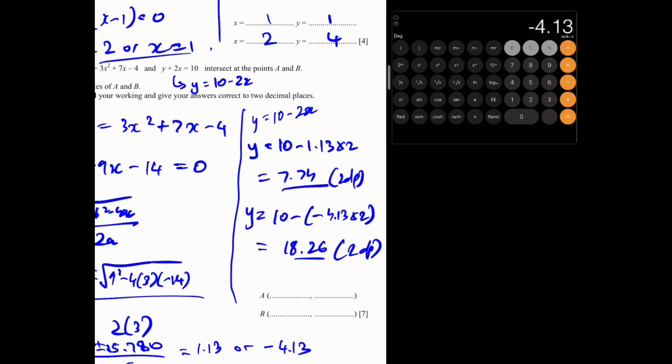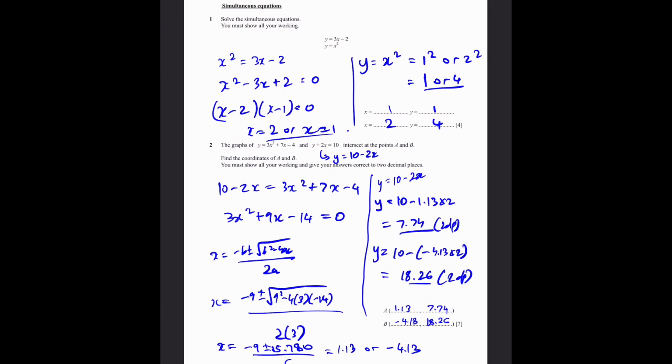So we know that A is going to be 1.13 on the x and 7.74 on the y. And B is going to be minus 4.13 and 18.26. And of course, you can write A as this and B as 1.13, 7.74. Both are correct. That'll be our answer. And with that, I come to the end of the video.